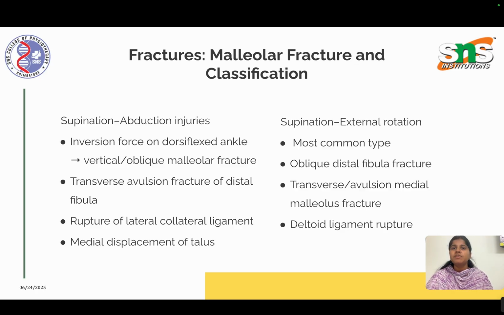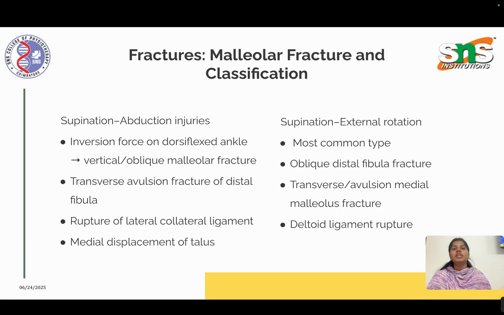Ankle fracture means a break in one or more bones of the ankle, that is the tibia, fibula, talus, and so on. Coming to the types of ankle fracture, malleolar fracture and its classification. Firstly, it is supination injuries. So what is supination? Supination means the foot turns inward and upward.